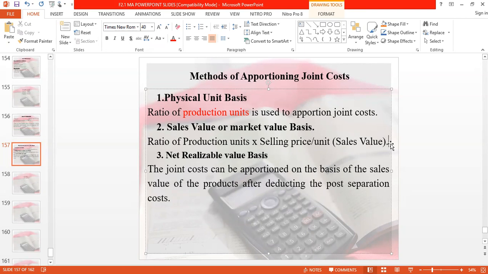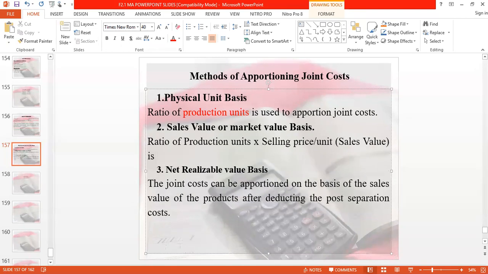Is used to apportion joint costs. So take note of that. I've not said sales units. I've said production units times selling price. Many people confuse this. Remember, we are in a production process. We are not in a selling process. So when the examiner tells you to use sales value method, you take production units times selling price per unit.